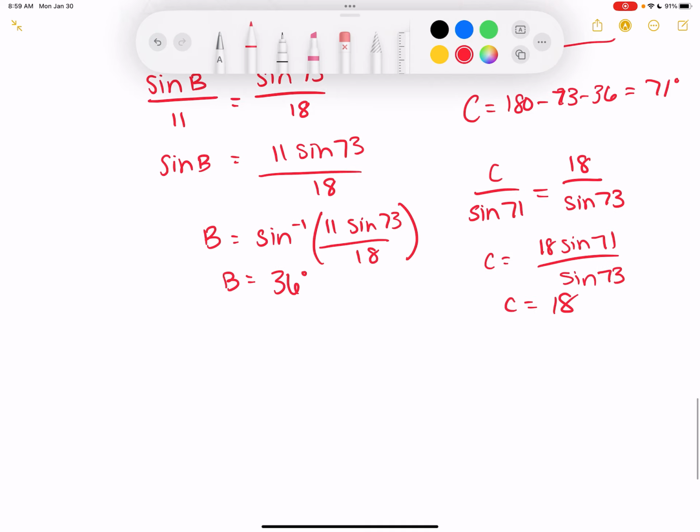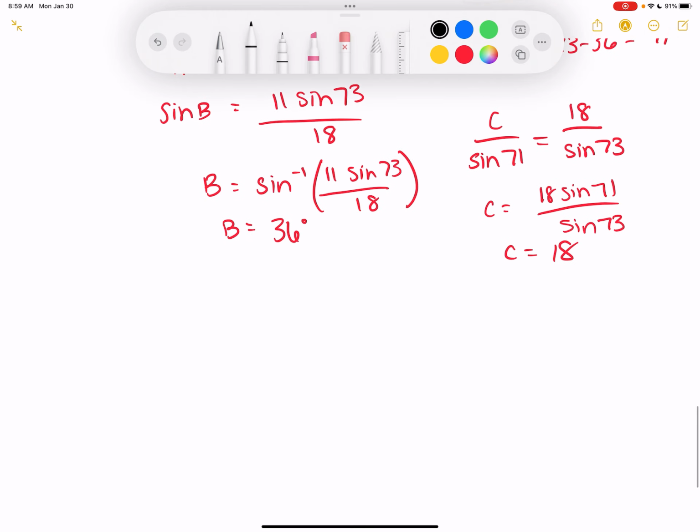All right. Let's see, 22. We're given angle A is 55 degrees, angle B is 64 degrees, and side C is 34.